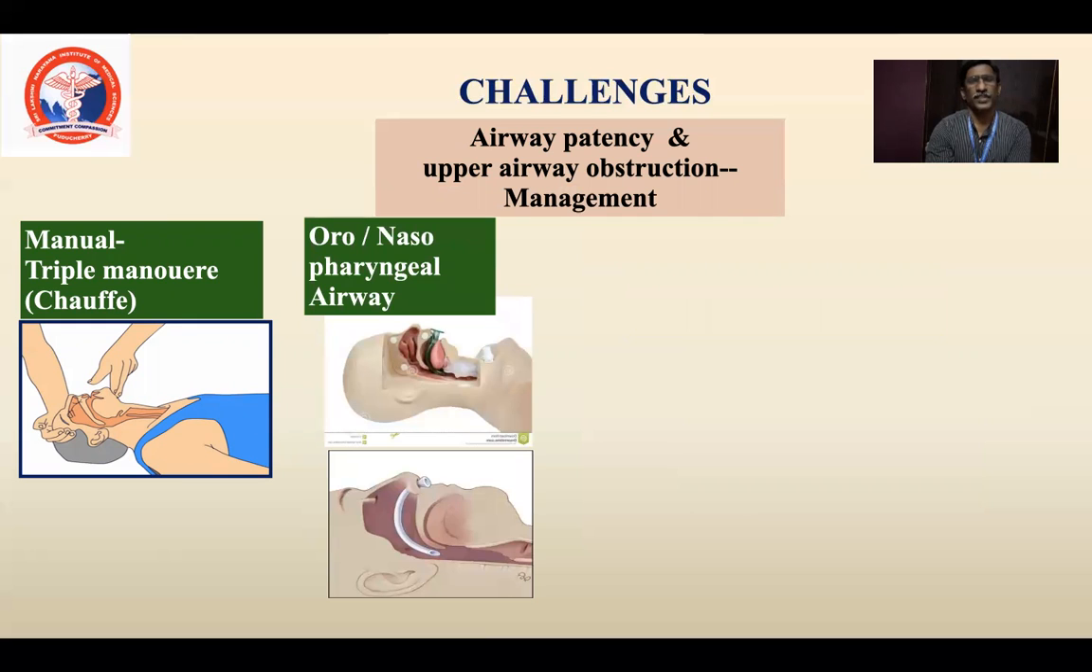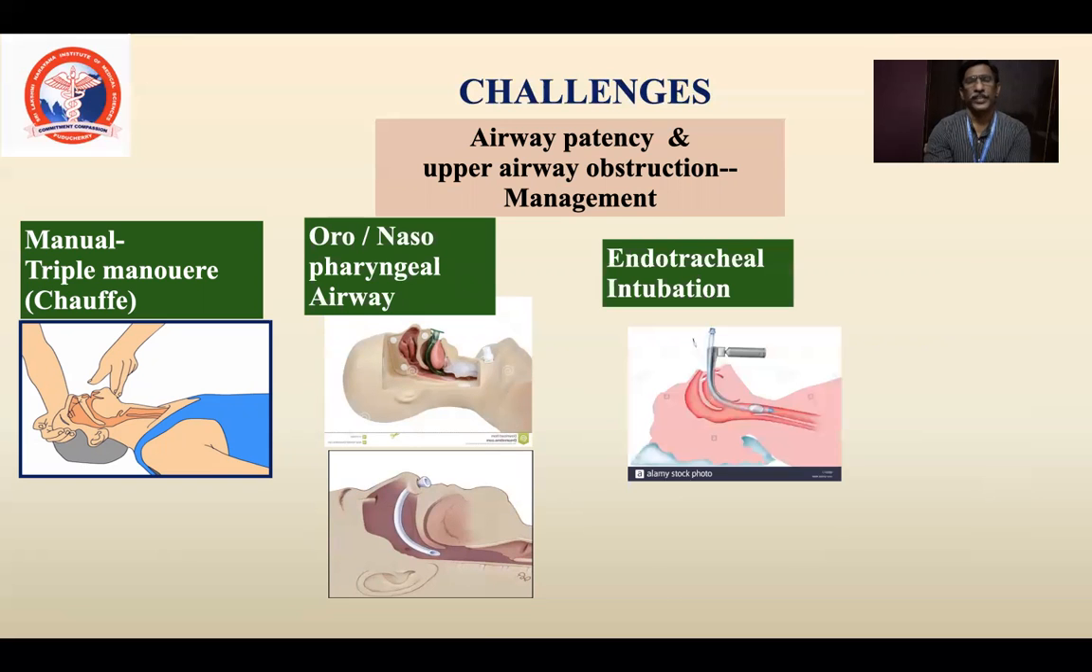Then with equipment like oropharyngeal or nasopharyngeal airway, we are lifting the tongue away from the posterior pharyngeal wall, thereby allowing air to pass. So this is the oropharyngeal airway inserted through the oral cavity. This is the nasopharyngeal airway inserted through the nose. Then comes endotracheal intubation. We are passing a tube beyond the vocal cords into the trachea. So we call it an endotracheal tube. And this procedure is called intubation.